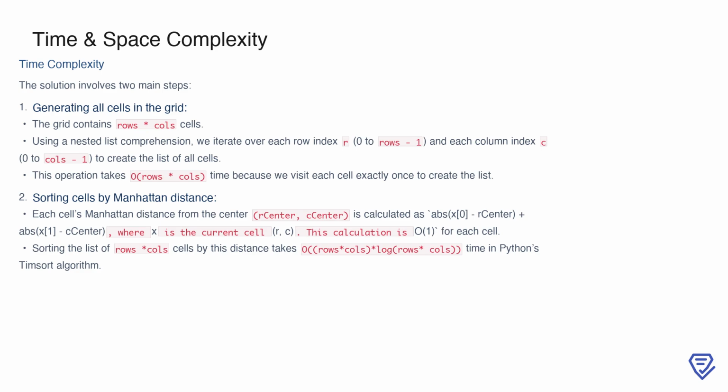The second step is sorting these cells based on their Manhattan distance from a center point, (r_center, c_center). Calculating the Manhattan distance for a single cell, which involves the absolute difference of its row and column indices from the center, is an O(1) operation. However, sorting the entire list of rows * cols cells requires O(rows * cols * log(rows * cols)) time due to Python's timsort algorithm. This sorting step is the more computationally expensive of the two.